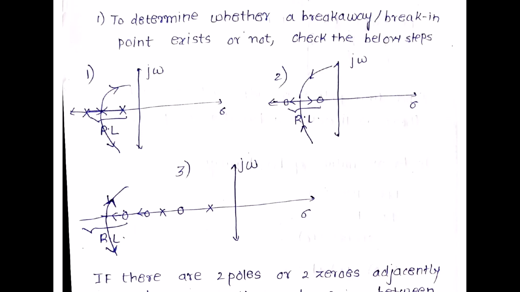If you want to find out the breakaway or break-in points, you have to see for these particular cases. What do these cases talk about? If there are 2 poles and the region between them exists on the root locus, there will be a breakaway point. If there are 2 zeros and the region between them exists on the root locus, there will be a break-in point. And if there is a zero and the region towards the left-hand side exists on the root locus, then there will be a breakaway point. I hope I am very clear with this.